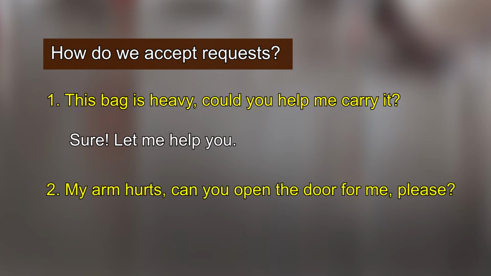This bag is heavy. Could you help me carry it? Sure, let me help you. The second example. My arm hurts. Can you open the door for me, please? Of course, here you are.